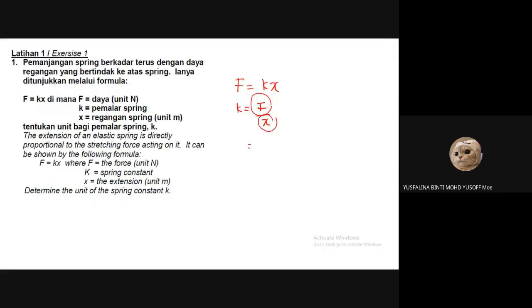The unit for F is N, and the unit for extension is m. So you get N m to the power of negative 1, or some of you may put it as N divided by m, also can. So this is the answer for question number 1. You arrange first, make the k the subject, and then you put the unit for each physical quantity.